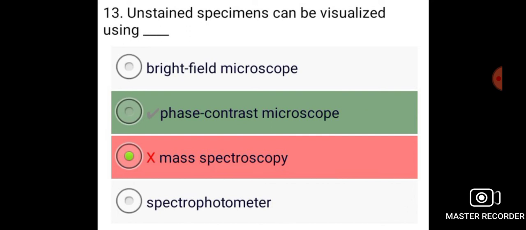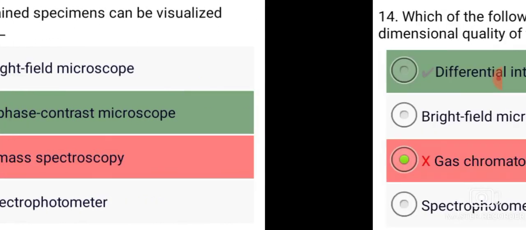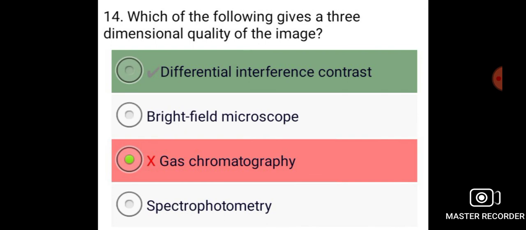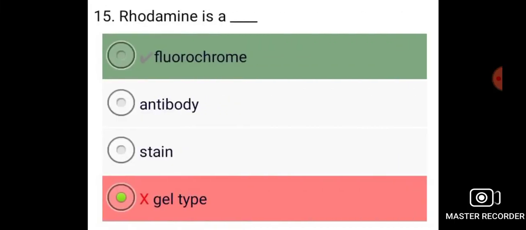Unstained specimen can be visualized using phase contrast microscope. Which of the following gives a three-dimensional quality of the image? Differential interference contrast. Rhodamine is a fluorochrome.